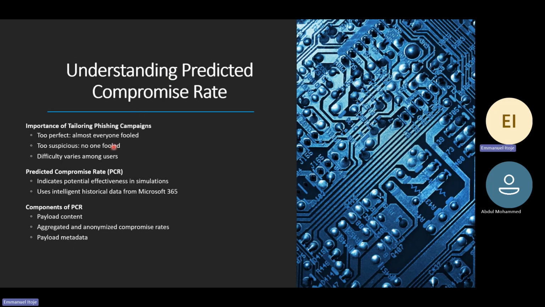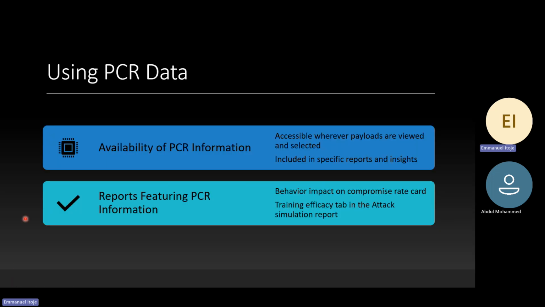Then the PCR information for a payload is available whenever you view and select a payload. This is always available, especially for reporting and also for insight. So as the admin, you can always check it. Now, how do we use the PCR data? That's the predicted compromise rates. In terms of availability, the PCR information is accessible whenever payloads are viewed and selected, and it is included in specific reports and insight.